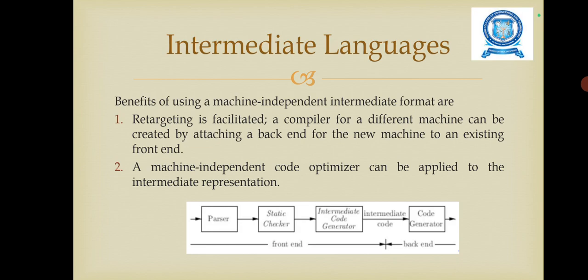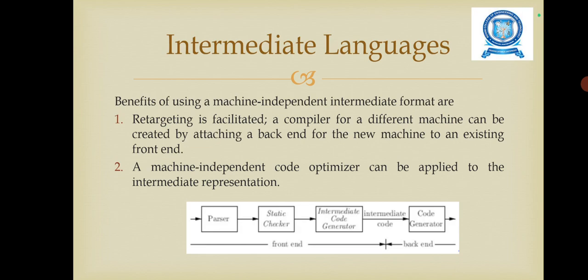Then the machine independent code optimizer can be applied to the intermediate representation. That means with a well-defined intermediate representation, a compiler for language I and machine J can be built by combining the front end of language I with the back end for machine J.